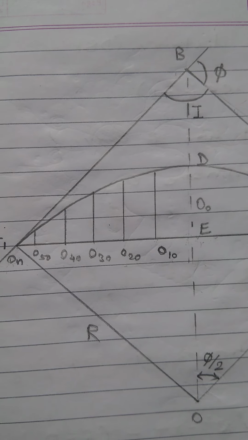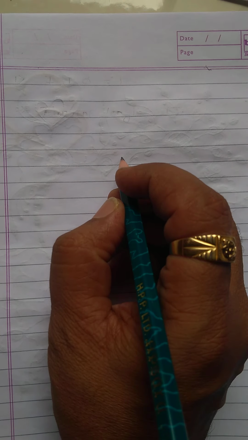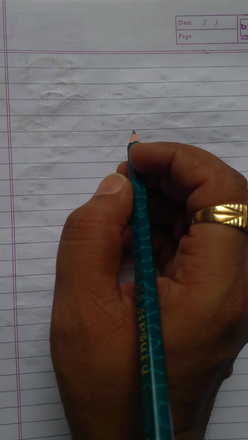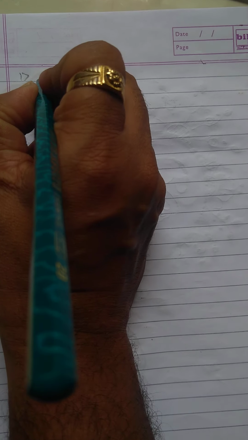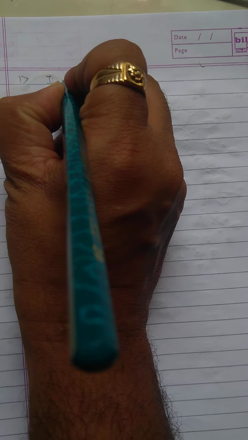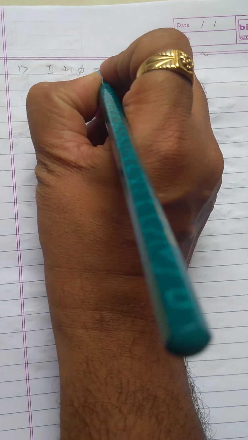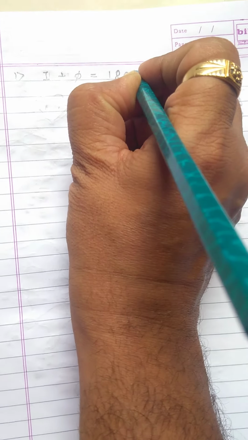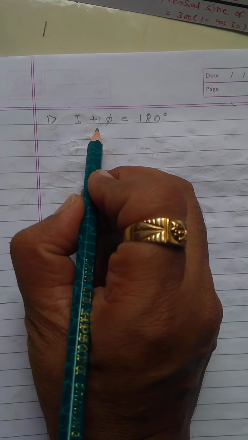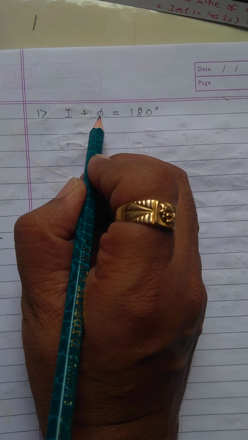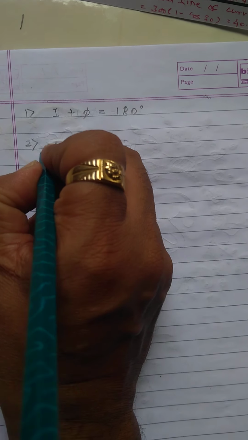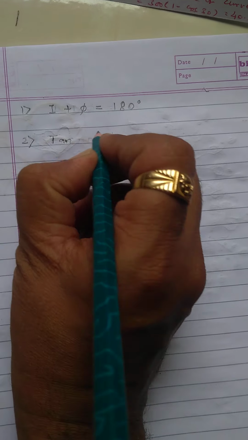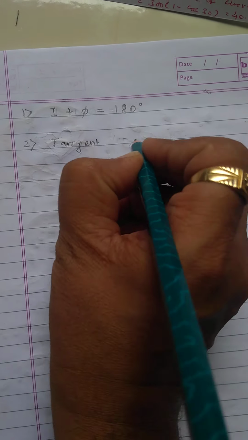Now we will see different elements of the simple circular curve and the different relations. The very first relation is angle of intersection plus angle of deflection should be equal to 180 degrees. If angle of intersection is given, you can find the angle of deflection from this relation. Now the second relation, or second equation, is to find the tangent length.